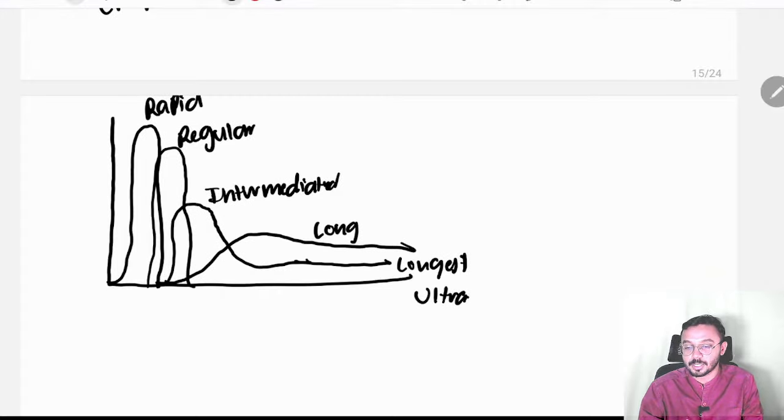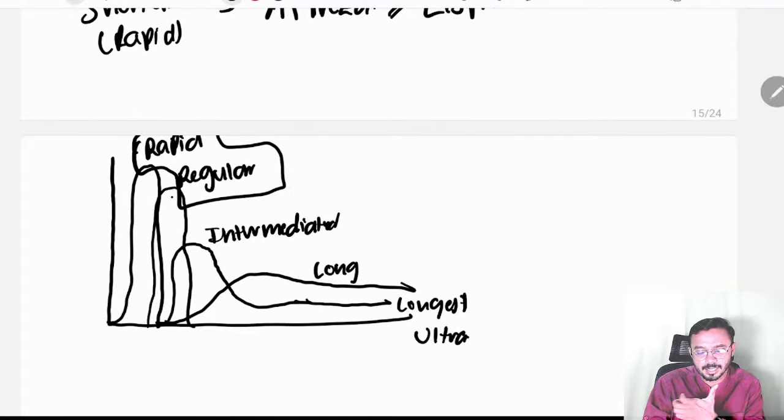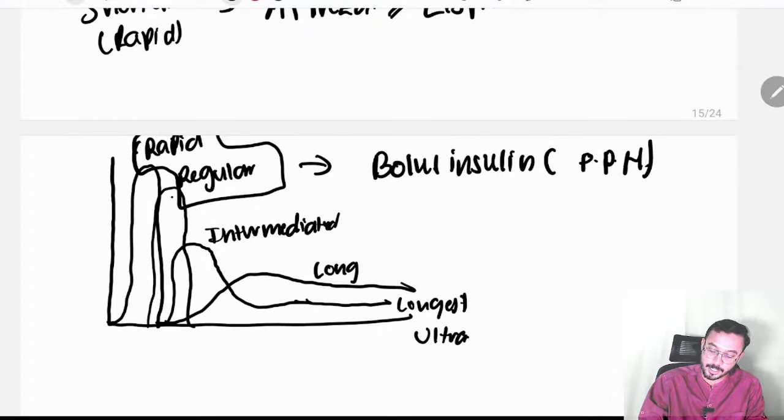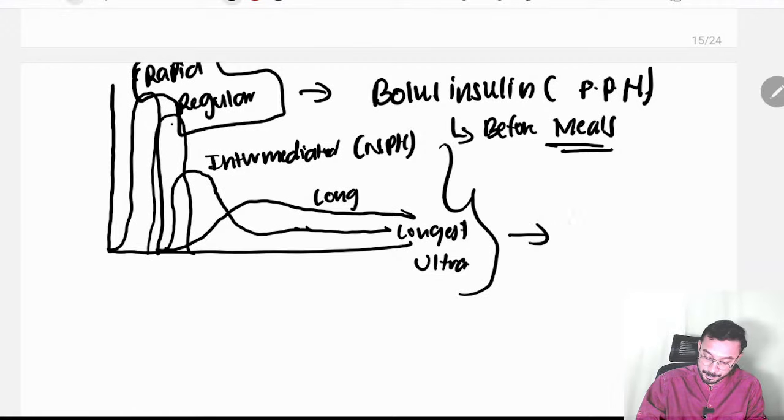Degludec. Remember, rapid and regular insulin are rapid in onset. That's why they are used as bolus insulin. You all came to know what bolus insulin means; I have explained it earlier also. Bolus is nothing but insulin used to control postprandial glucose. That's why it is used to control postprandial hyperglycemia, and it is used before meals. And all these, NPH and long acting insulins, are basal insulins.